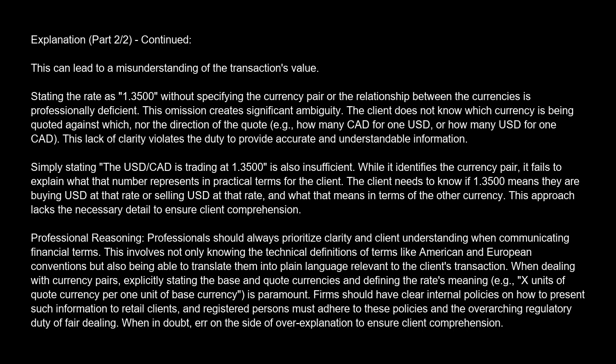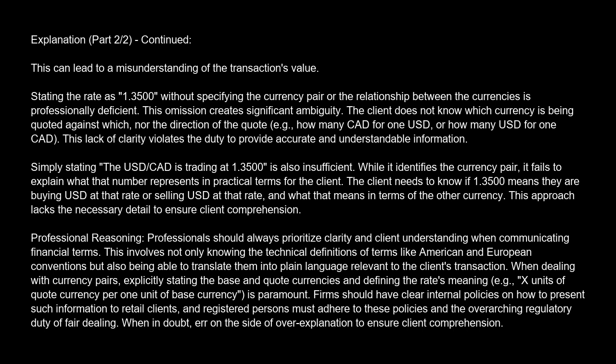This involves not only knowing the technical definitions of terms like American and European conventions, but also being able to translate them into plain language relevant to the client's transaction. When dealing with currency pairs, explicitly stating the base and quote currencies and defining the rate's meaning, e.g., X units of quote currency per 1 unit of base currency, is paramount.